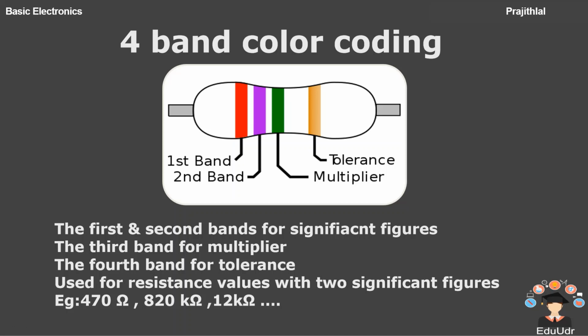The 4 band color coding is used with resistors having 2 significant figures. For example, here we have 470 ohm, 820 ohm. These all have 2 significant figures and the rest is 0. Here we have 12 kilo ohm. 1 and 2 are the main significant figures and the later part is 0. That comes under multiplier. So 4 band color coding is generally used with resistance values of two significant figures.